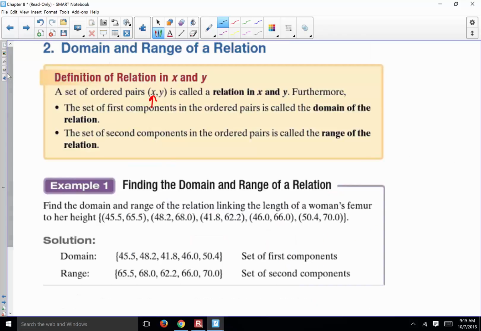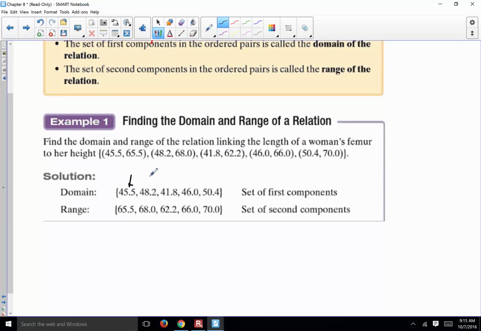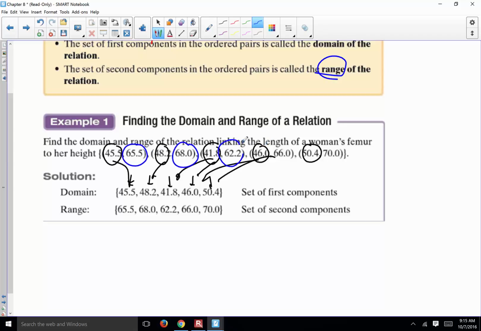So in the example we already listed, you put all the numbers in the first coordinates you observe right here. That's called domain, the set of first components. What is range then? Range is the list of all numbers in the second components, or y values. It's the list of all y values. Okay? Well, there is a string attached.